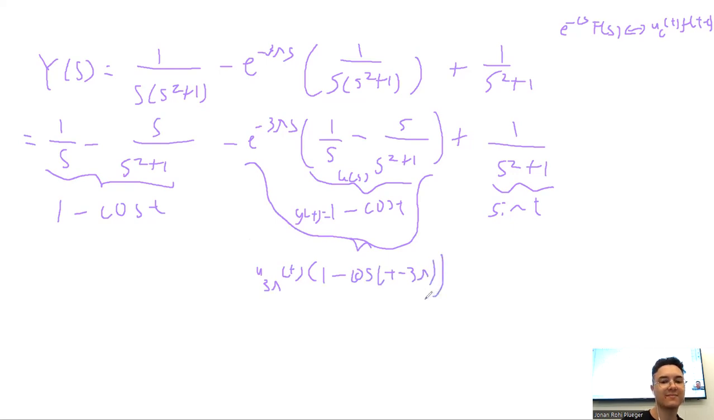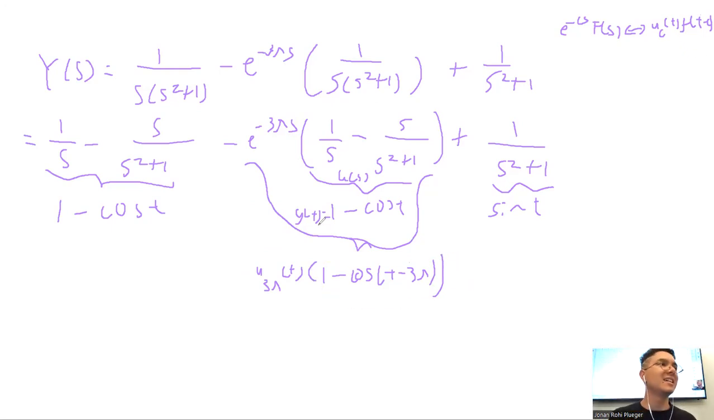So what did you just do there? So I noted that this expression can be written as e to the negative cs, where c is 3 pi, times capital F of s, where F of s is some function of s. And then I used the inverse Laplace transform, which says that it is u c of t, where c is 3 pi, times f of t minus c, where f is the inverse Laplace transform of this. The inverse Laplace transform of this is 1 minus cosine t. So we need to plug in t minus c into this function in order to put it into this form. And that's 1 minus cosine of t minus 3 pi.